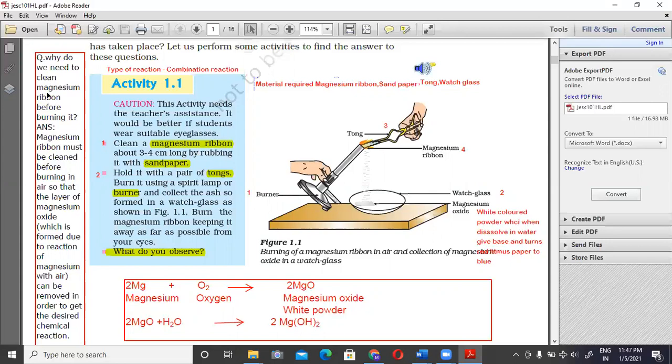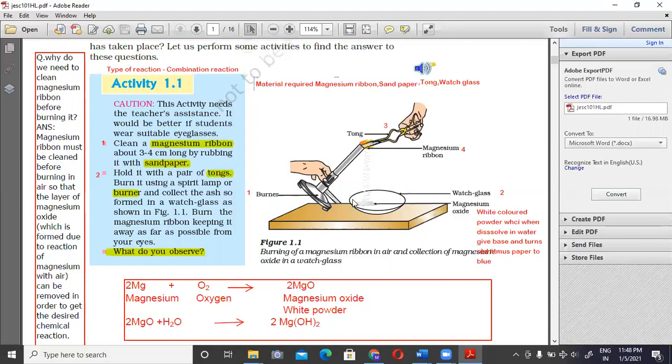Why do we clean magnesium ribbon? We clean magnesium ribbon before burning so that the layer of magnesium oxide, which is formed due to the reaction of magnesium with air, can be removed in order to get the desired chemical change. Now, procedure. Hold the magnesium ribbon with tongs and burn it. We observe that a white powder of magnesium oxide is formed.